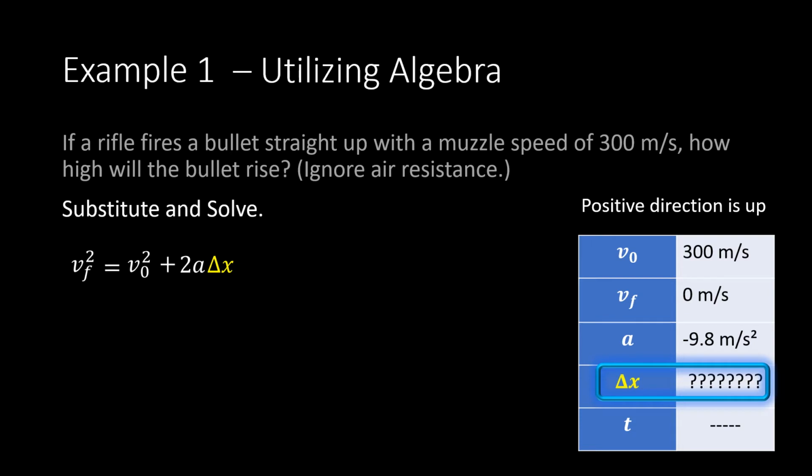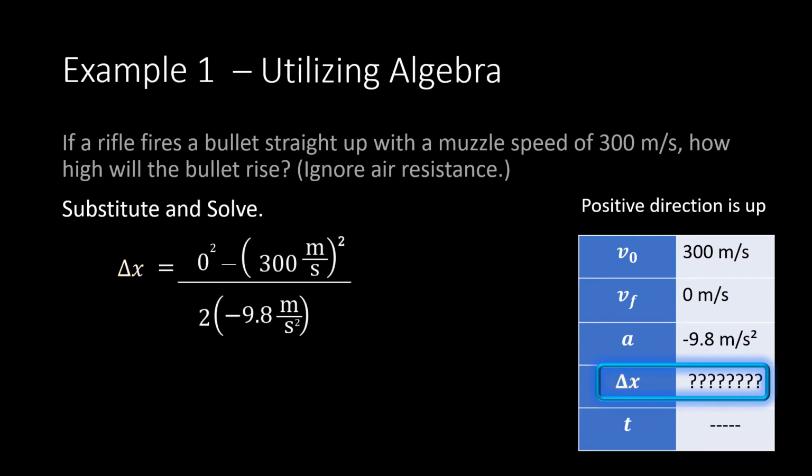I've highlighted displacement in yellow. To rearrange the equation, first we subtract the square of the initial velocity to the other side. Next, we divide by twice the acceleration. The equation is rearranged, but let's move displacement to the other side. Now we will substitute the values from our table into our equation. We are ready to solve.